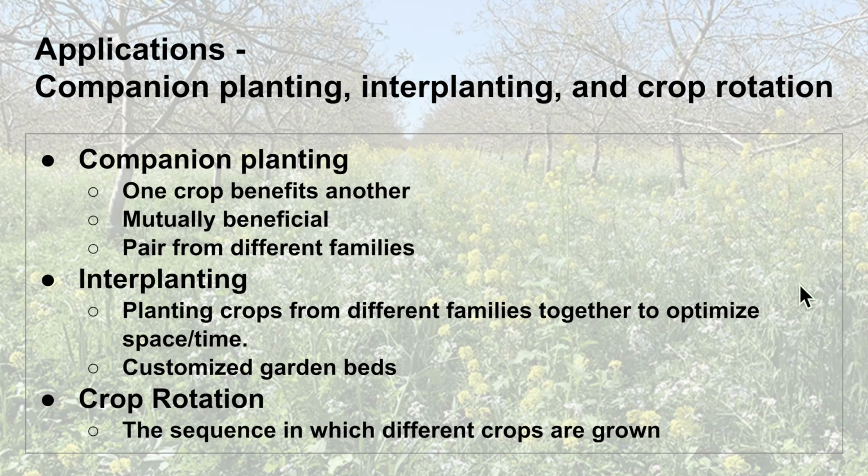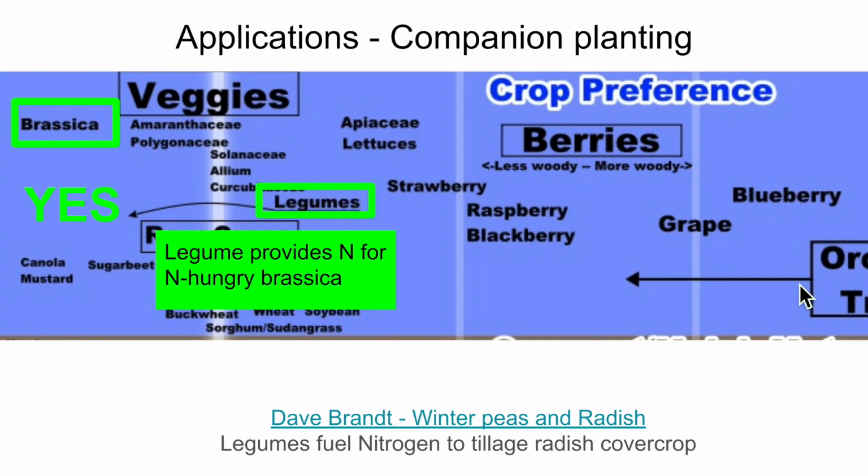Companion planting is where one crop benefits another, or that they're mutually beneficial. Interplanting means that we're planting crops from different families together to optimize space and time. We can choose crops that prefer a similar soil succession so that both crops are happy with the fertility that we've applied. And crop rotation is the sequence in which different crops are grown. Here are a few ideas for companion planting using the infographic.